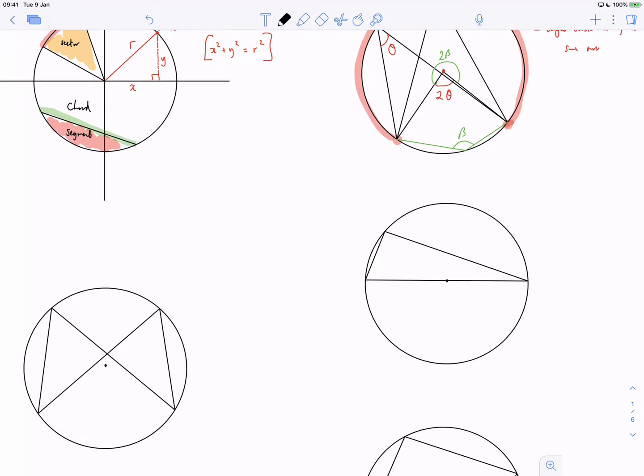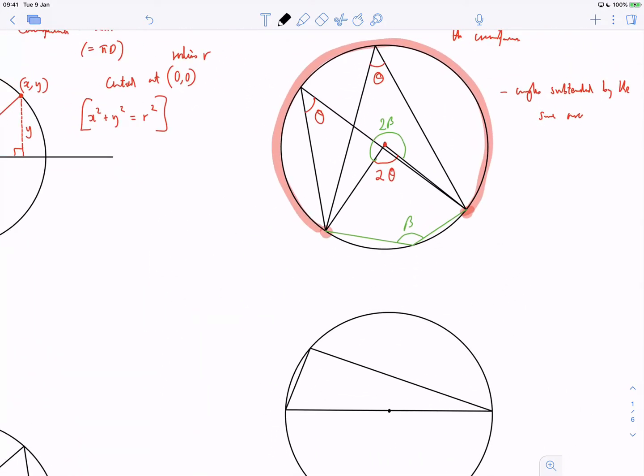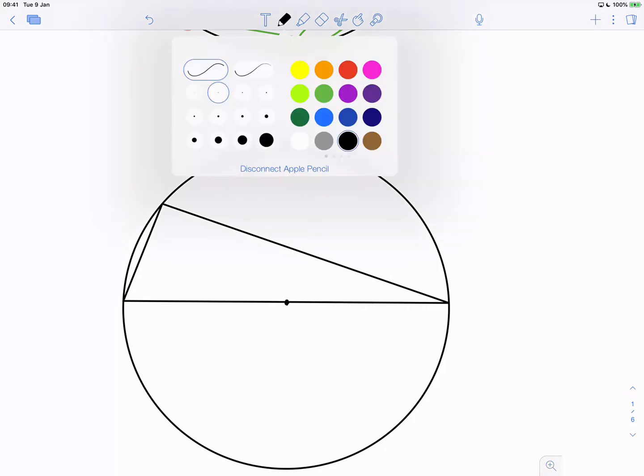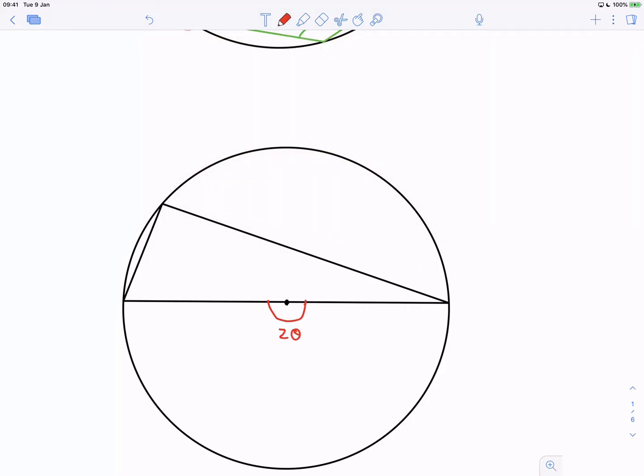Okay, cool, let's move on. So next up, a special case of what's going on here. Well, what have we got? We've actually got that this is 2 theta and this is theta, because they both share the same arc, which is this thing here. Okay, what does that tell us? Well, we know what 2 theta is. 2 theta is 180 degrees. So that means this angle here is always 90 degrees. So angles in a semicircle are 90 degrees.